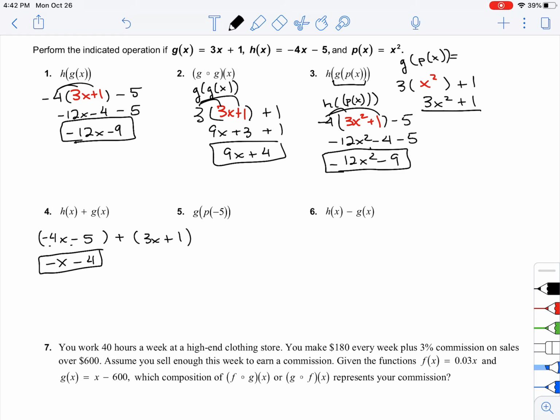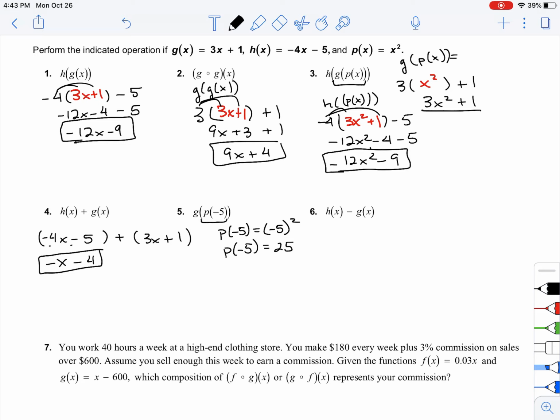expression. All right, so for number 5, we have g of p of negative 5. So the first thing we need to do is find out what p of negative 5 equals. So let's do that. So p of negative 5 equals, that means wherever there is an x, we're going to put negative 5. So we're going to put negative 5 to the second power. So p of negative 5 is equal to 25.